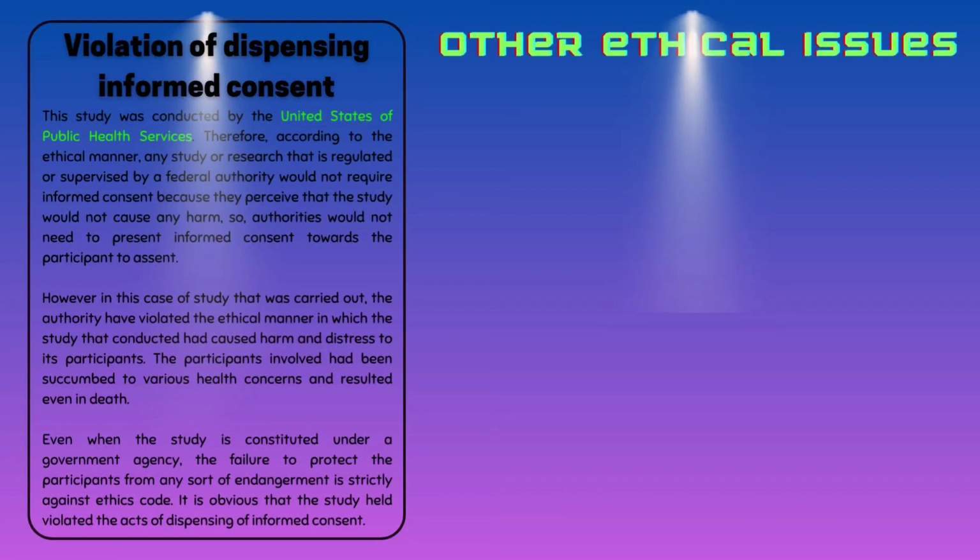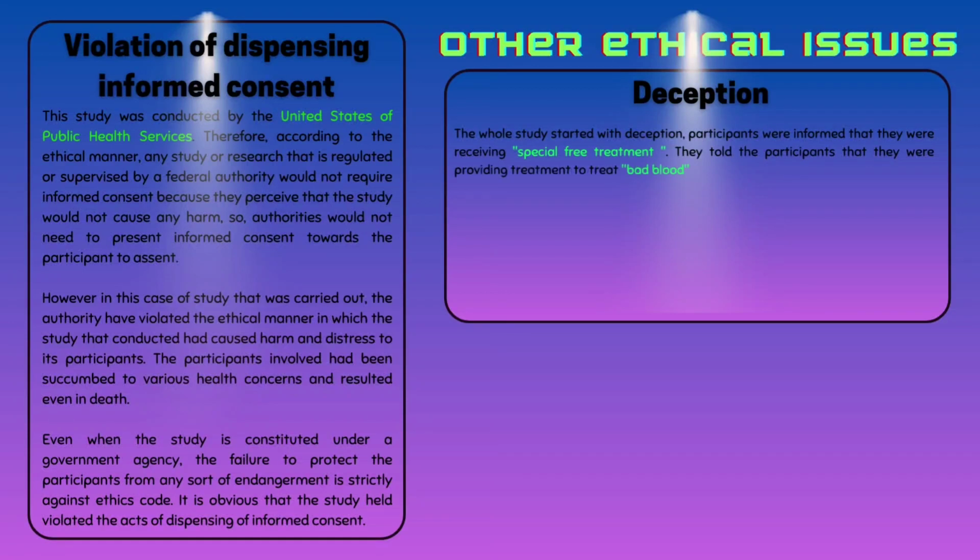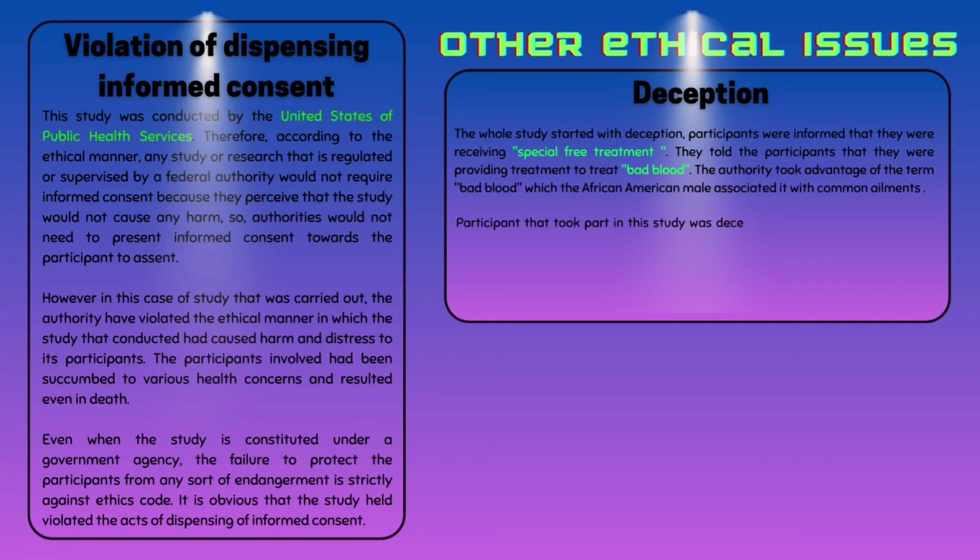Besides that, another ethical issue associated with this research was deception. The whole study started with deception. Participants were informed that they were receiving special free treatment. They told the participants that they were providing treatment for bad blood. The authority took advantage of the term bad blood, which African American men associated with common ailments. Participants in this study were deceived and misguided because they were not given a proper diagnosis of syphilis.